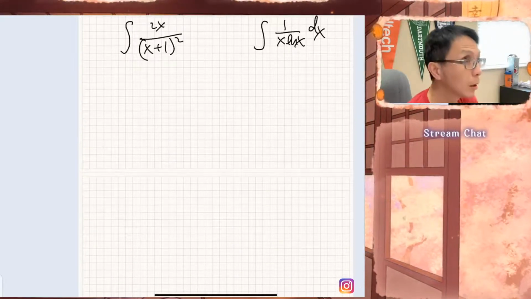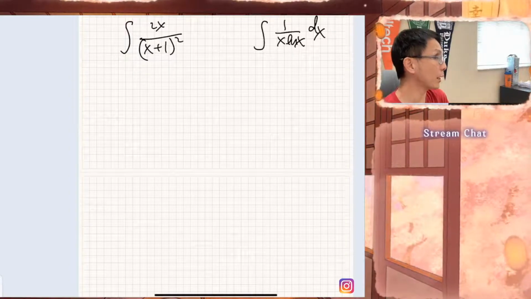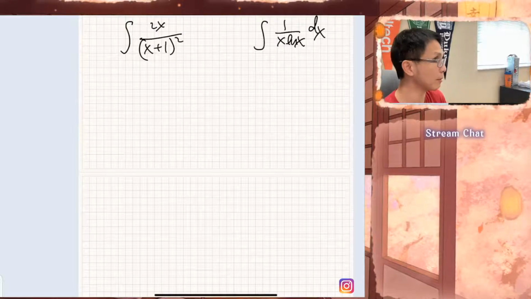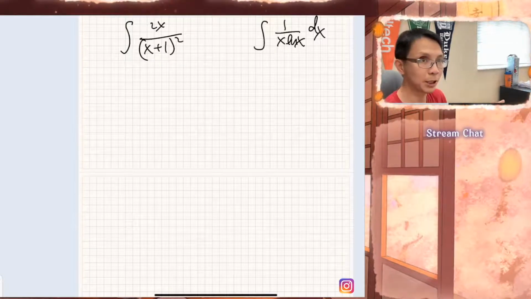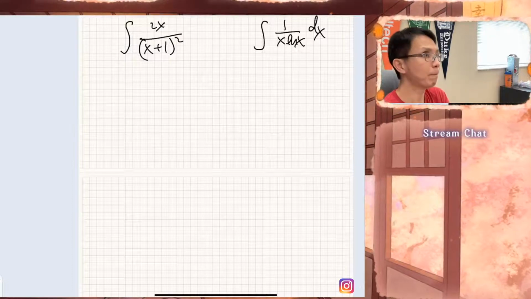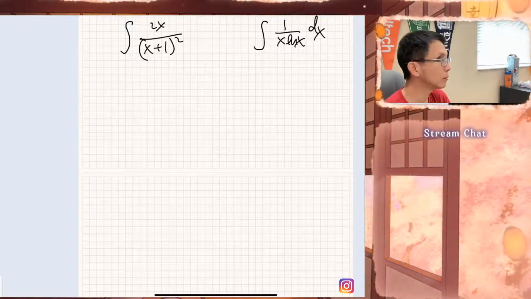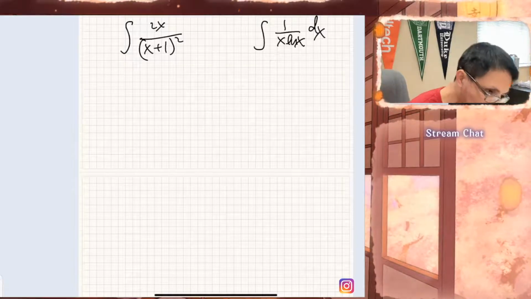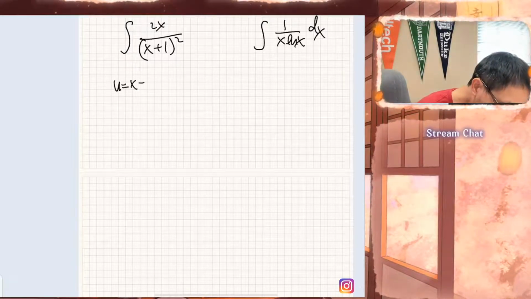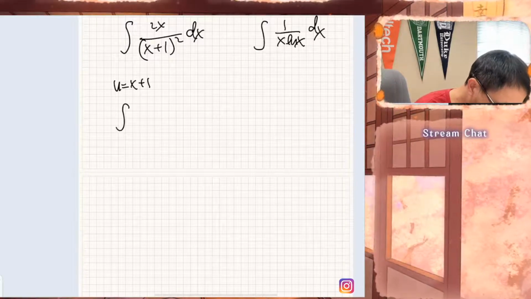Okay. Next two cases. Those are the two cases that I will put on the test because those are the two cases that are more challenging. So you had to think about 2x over (x plus 1) squared. So what would you set u as here? u equal to x plus 1, good. So I'm going to do u equal to x plus 1. And this is dx, don't forget about writing that.